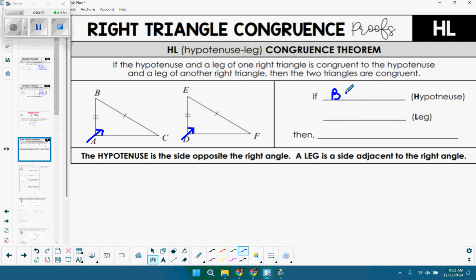So in this case, it would be segment BC and segment EF. And then the legs are one of the other 2 remaining sides. So in this case, it's segment AB and segment DE. So only knowing these pieces of information, along with the fact that it's a right triangle, would allow us to say that triangle ABC is congruent to triangle DEF.